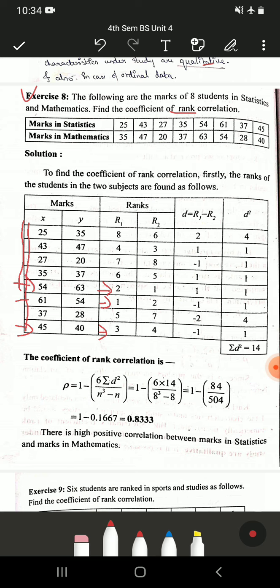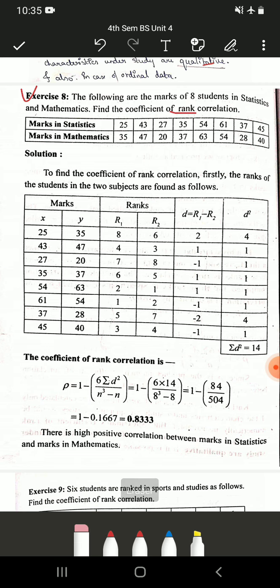Then the next highest number is 43, so he gets rank 4. The next highest number is 37, therefore he gets rank 5. Then the next number is 35, so he gets the 6th rank. The next highest is 27, so he gets the 7th rank. And the last one gets the 8th rank. So now we have allotted ranks 1 to 8 for X.